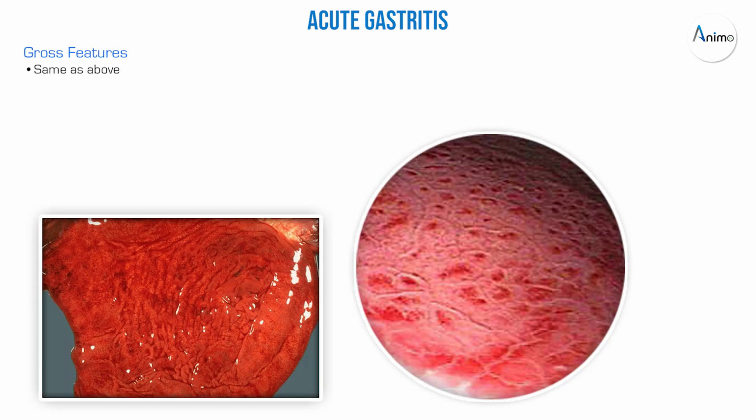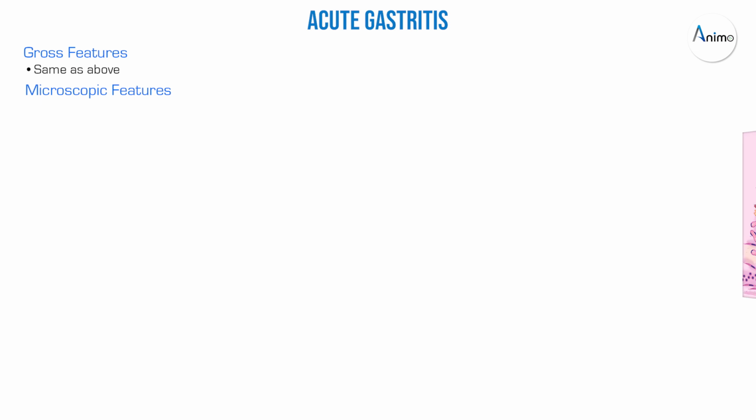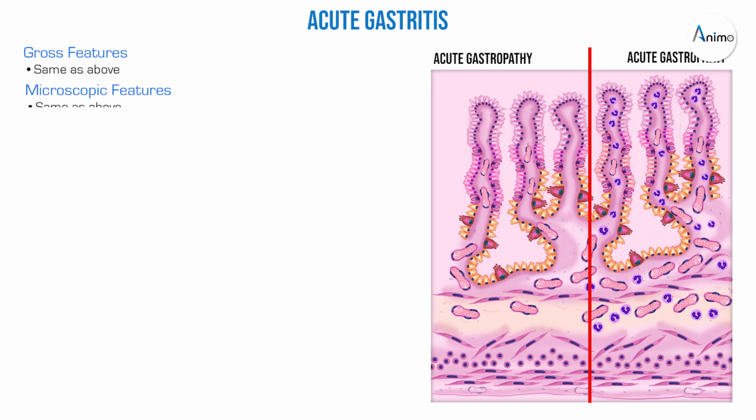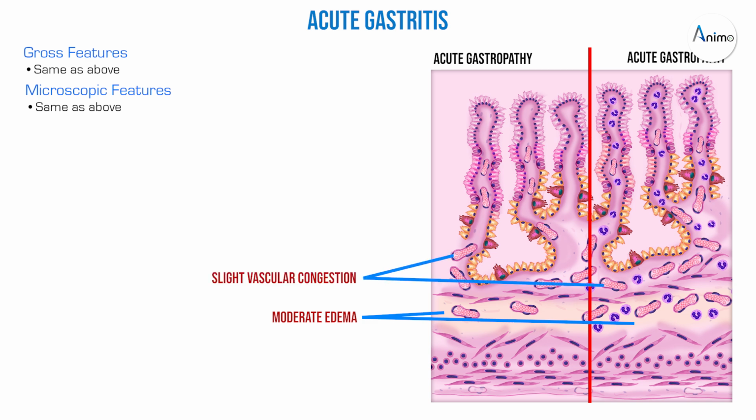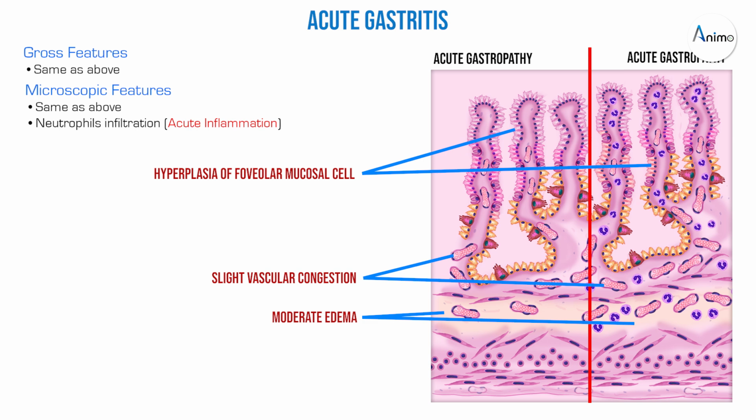Starting with the gross features, you have to remember that all of the gross features are the same as those of acute gastropathy. So the gross appearance is the same. Now let's move to the microscopic features. You will find that all of the microscopic features of acute gastritis are the same as acute gastropathy, which is moderate edema and slight vascular congestion in the lamina propria, and hyperplasia of foveolar mucosal cells. But you will find an additional feature in acute gastritis, which is the presence of neutrophils in the lamina propria. So there is neutrophilic infiltration, which shows the acute active inflammation going on in acute gastritis.